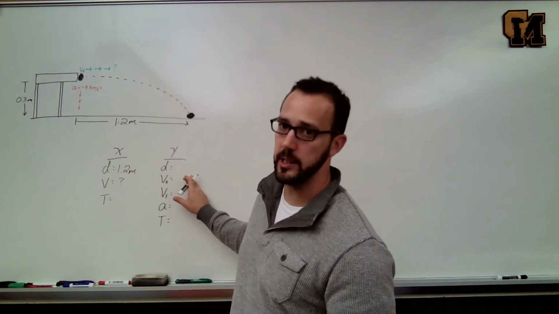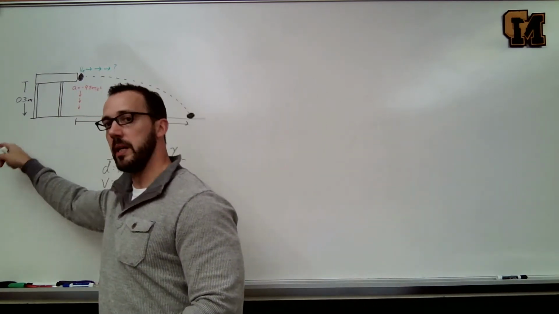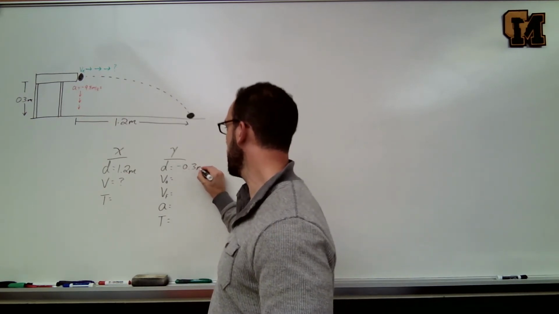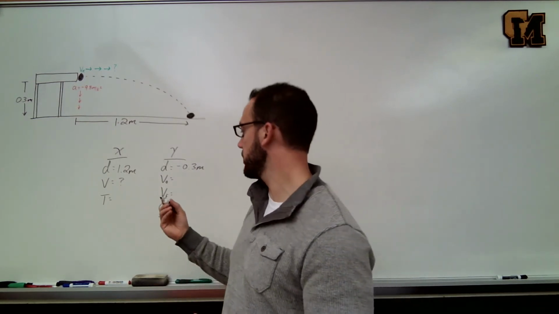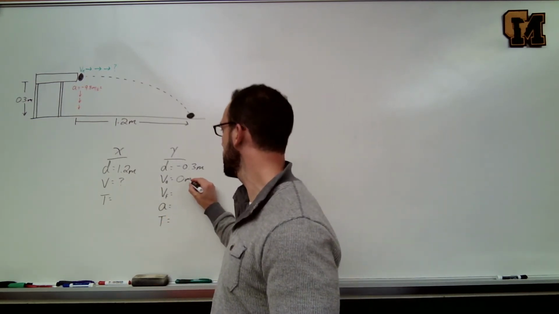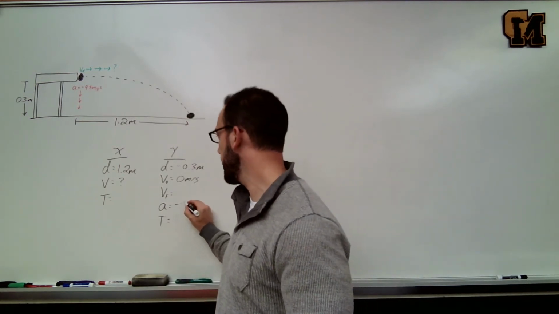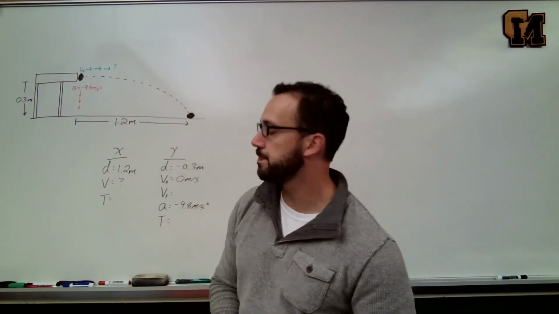In the y direction, I know the displacement in the y, it's down 0.3 meters, so that's going to be a negative 0.3 meters. The initial velocity in the y direction is 0 because this is horizontally launched. The acceleration, as I said, is negative 9.8 meters per second squared.